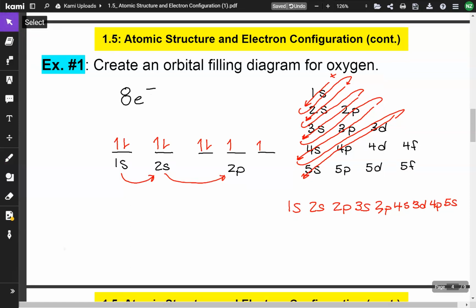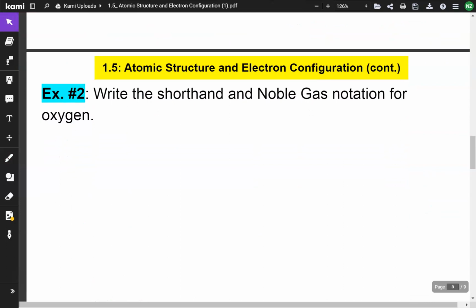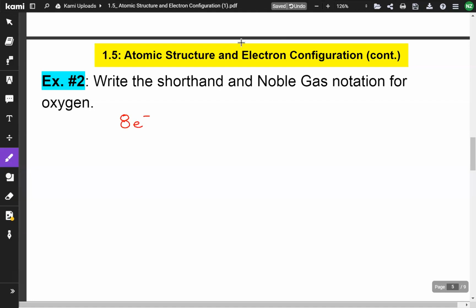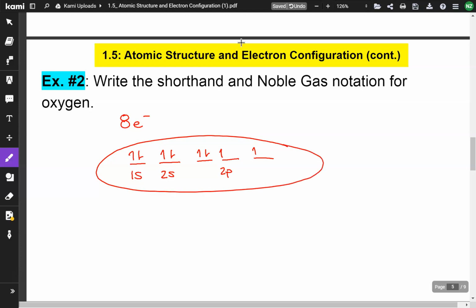Okay. All right. Write the shorthand and noble gas notation for oxygen. Okay. So I know that it has 8 electrons. So we're going to need to fill 1s completely. That's 2. 2s we're going to fill completely. And then I've got my 2p. So this is what we just did: 2, 4, 6, 8. Okay, so this is what we just did with our orbital filling diagram.